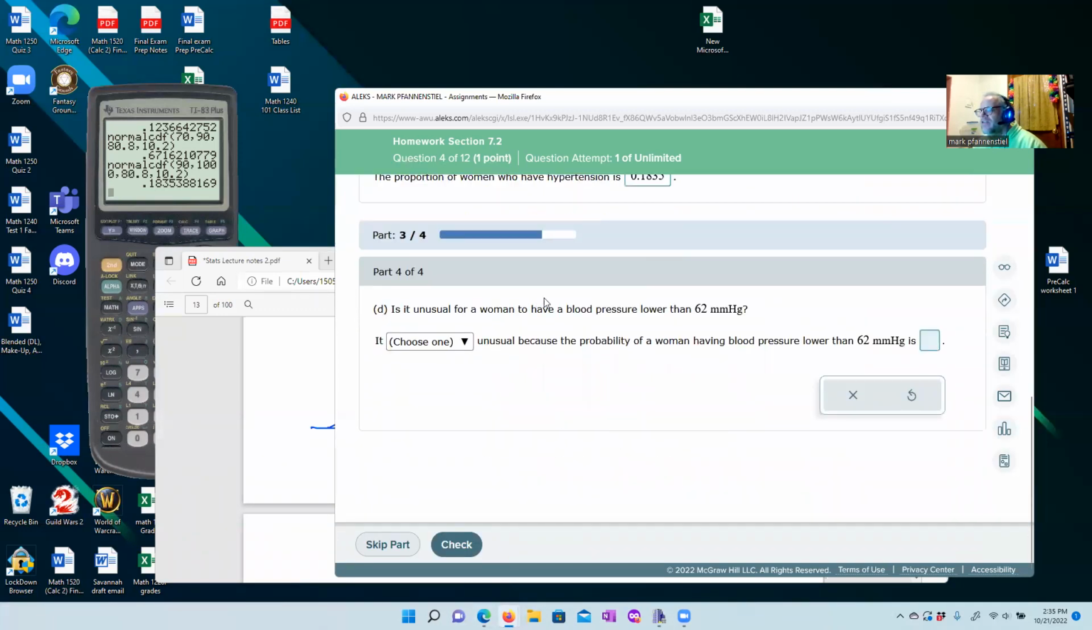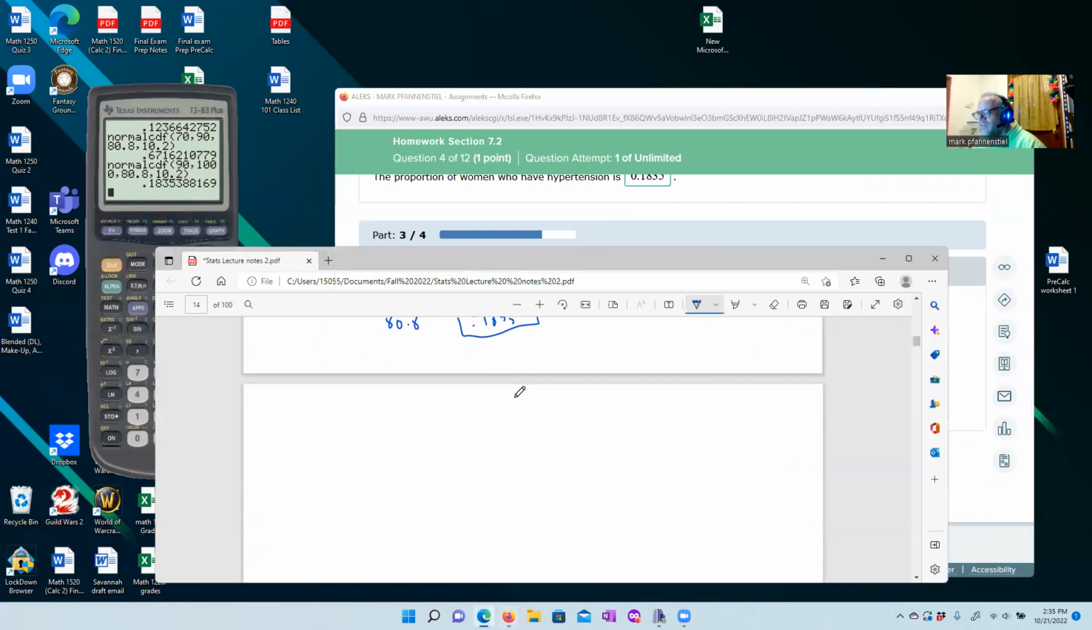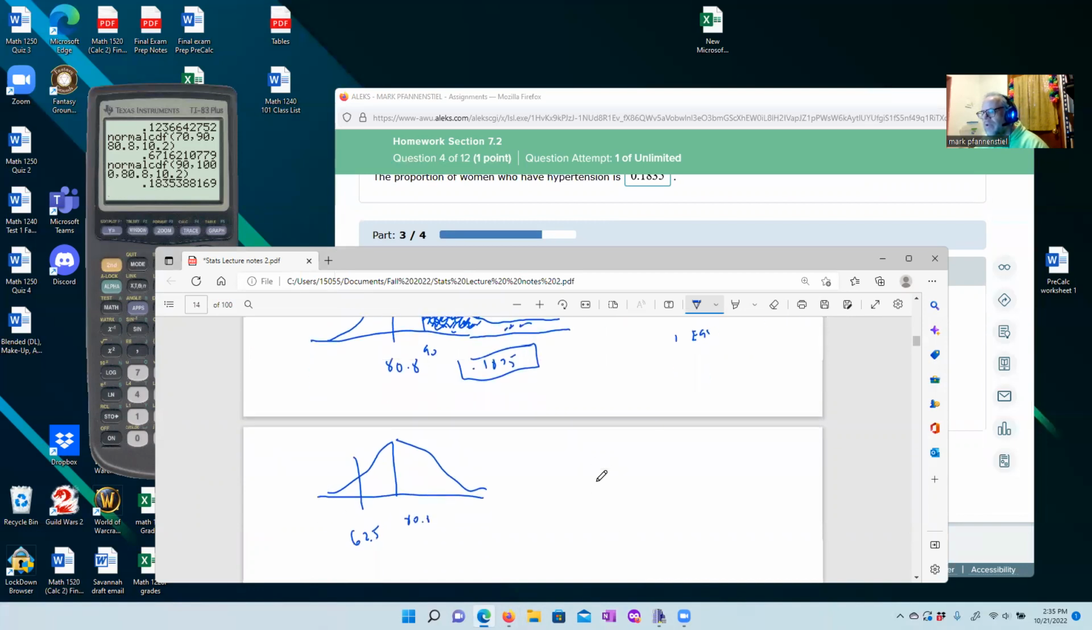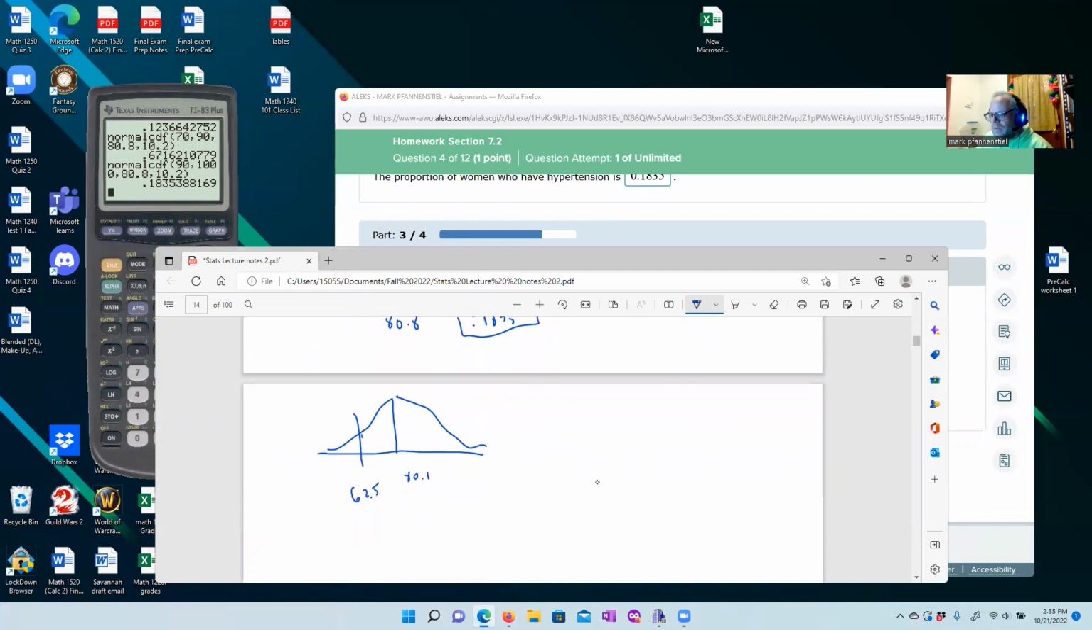And then, is it unusual for a woman to have a blood pressure lower than 62? They're going to ask us why, so we're going to calculate that probability. Here's 62. Here's our 80.8, that's our average that we started with. So what's a low blood pressure? I want some low number. So I want normalcdf. We're going to go to low, high, mean, standard deviation.